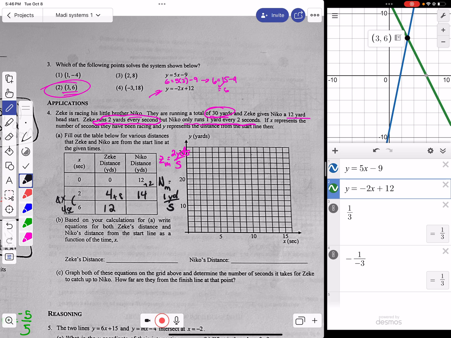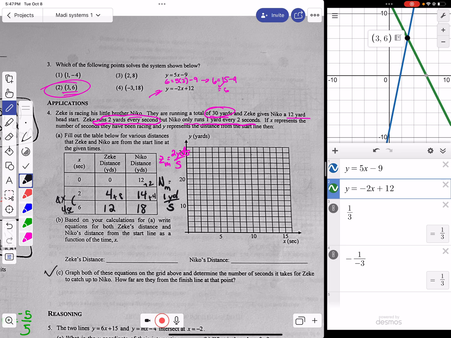And finally, we've got Nico. Nico in the next 4 seconds, he's going to add 4 more yards. So plus 4 onto him, he'll be now at 18 total yards. Okay, let's take a look at these graphs here, and that will help us.